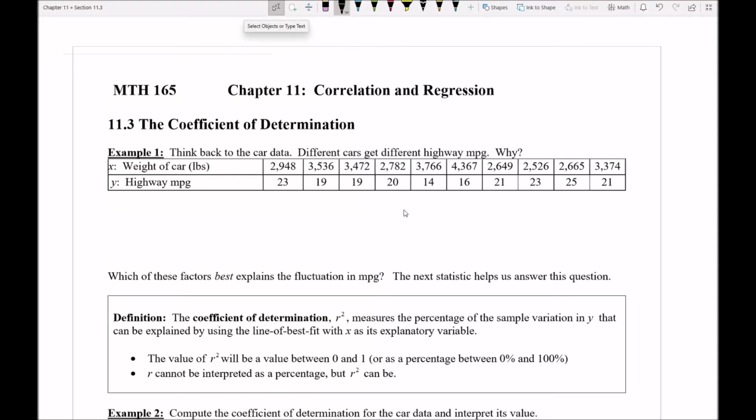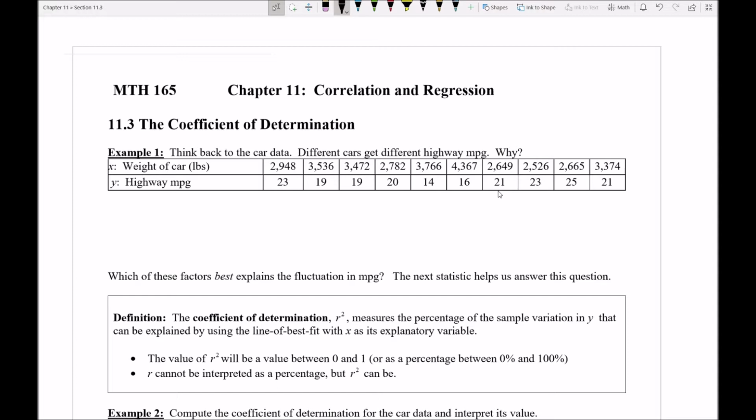In this video, we're going to start to talk about section 11.3 and discuss a new important value called the coefficient of determination. If we take a look here at example 1, we have this car data that we've been looking at for the past couple sections. And if we quickly review the information here, we have 10 different cars, each of which is getting a certain number of miles per gallon.